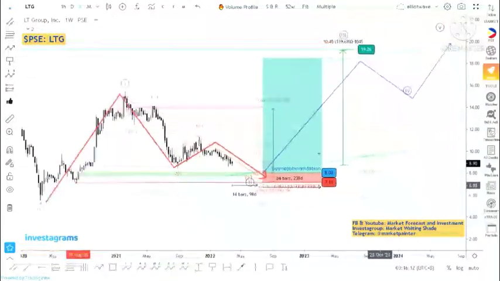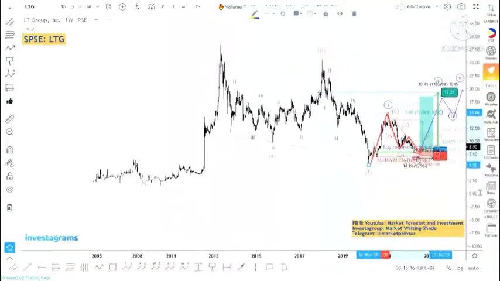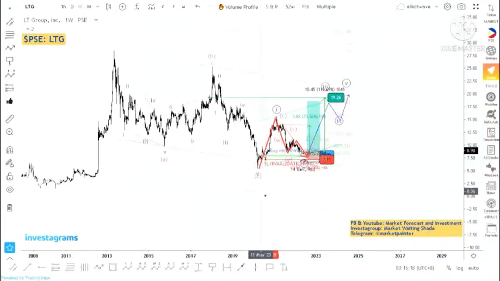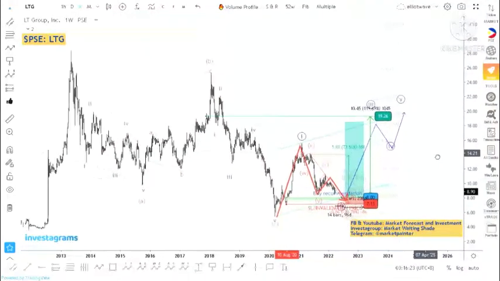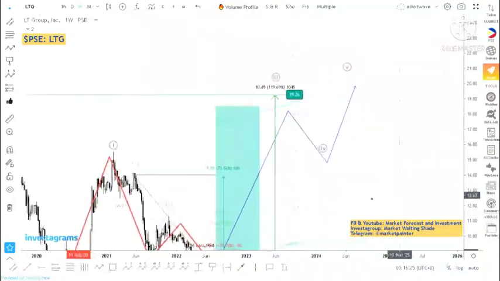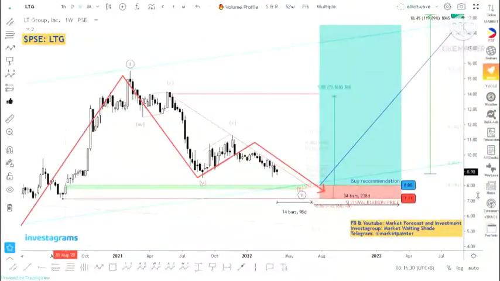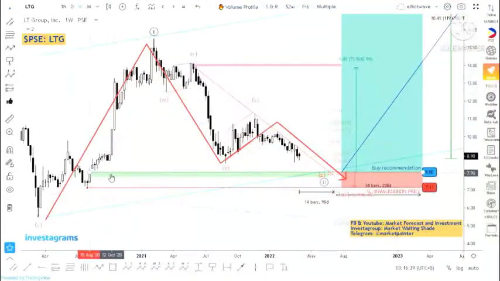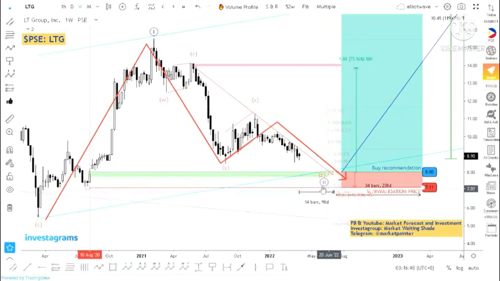If we zoom in, actually we have made an in-depth analysis, so we only focus on this part. Right here we anticipate that the price will make a retest of this area of interest, so this will be our buy recommendation at 8 pesos, and our stop loss will be on this last low of the week in last August.